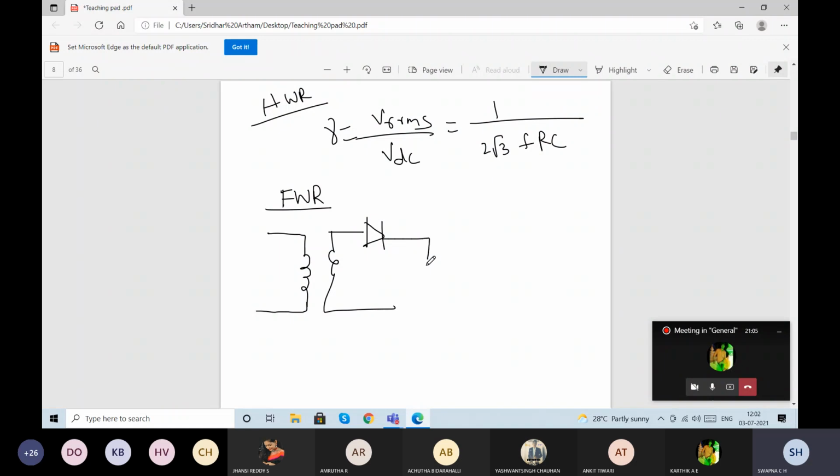So here you have one diode, and the next diode is here, and then across the load you need to connect the capacitor, either this side or that side, it doesn't matter. Okay, so this is how the connections will be.